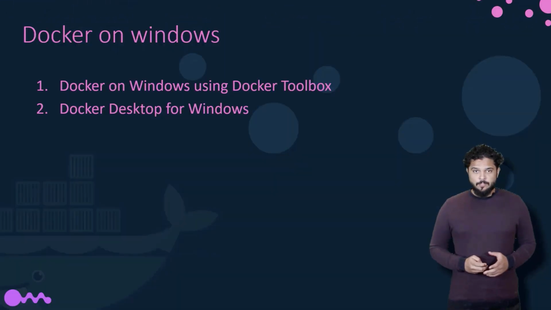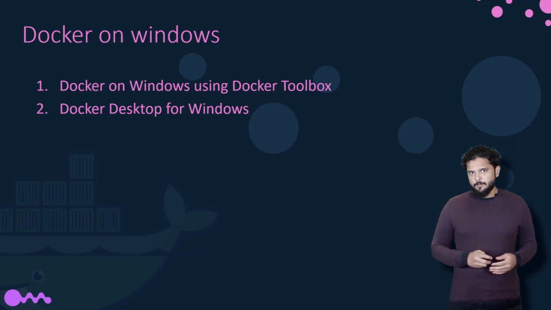Earlier in this course, we learned that containers share the underlying OS kernel, and as a result, we cannot have a Windows container running on a Linux host or vice versa. We need to keep this in mind while going through this lecture, as it's a very important concept and most beginners tend to have an issue with it. So what are the options available for Docker on Windows? There are two options available. The first one is Docker on Windows using Docker Toolbox. And the second one is the Docker Desktop for Windows option. We will look at each of these now.